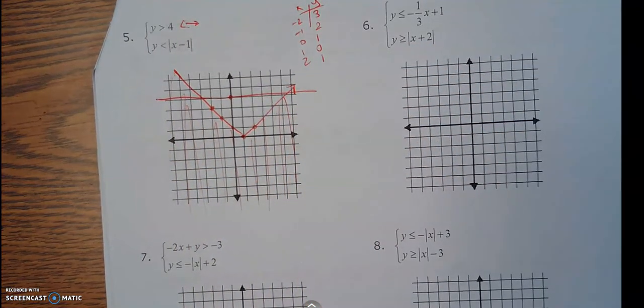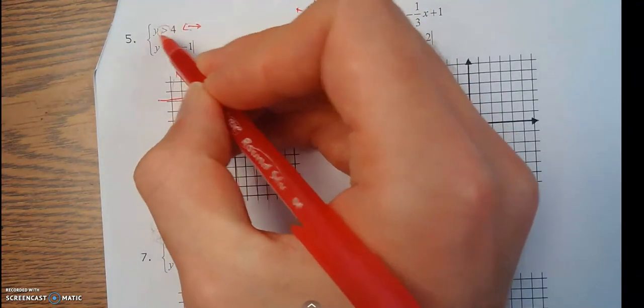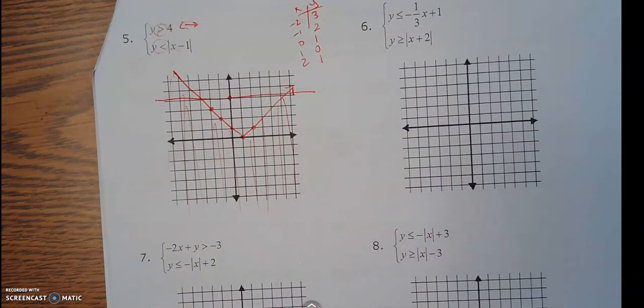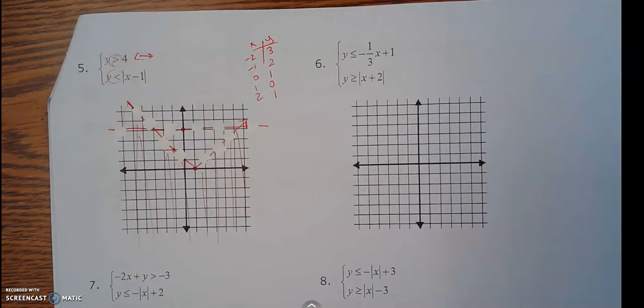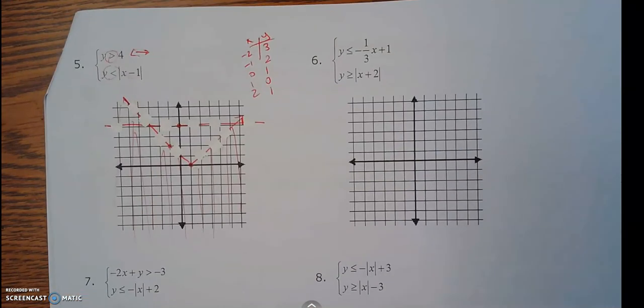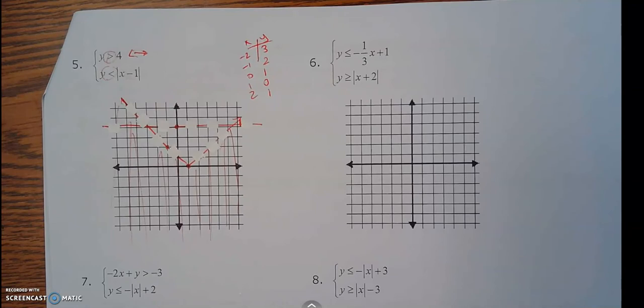And you know what? I already messed up on both of these. These both should be dashed lines. So let me fix that with some white out. So here's my fixed version. These are both dotted lines because they're both greater than, less than, there's no equal to.